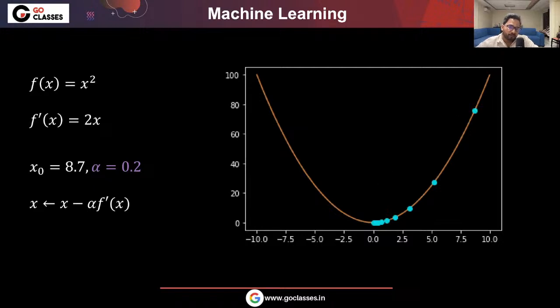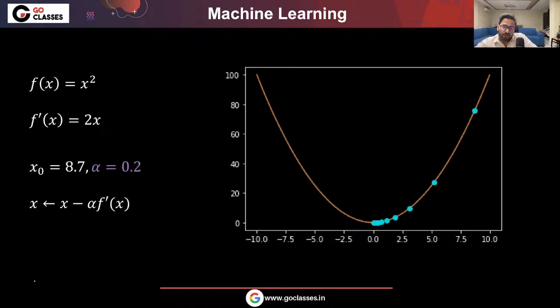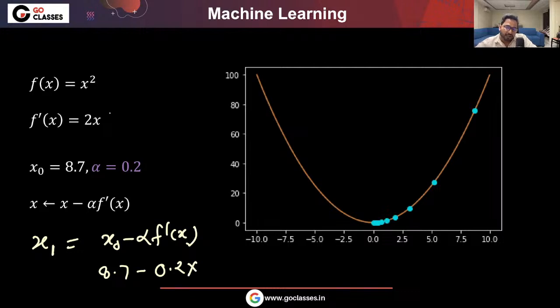They have given you a few dots that you might go here like this, but let's see whether this is happening in reality. So what's going to happen here? What will your x1 be? It will be x naught minus alpha into f dash x. Alpha is given as 0.2. This is 8.7 minus 0.2 into f dash x, which is actually 2x. So 2 into 8.7, right?